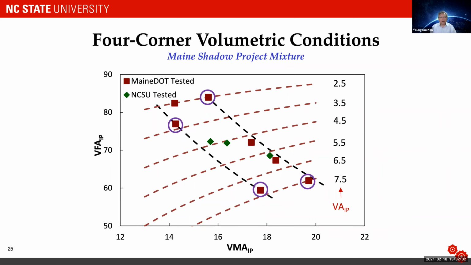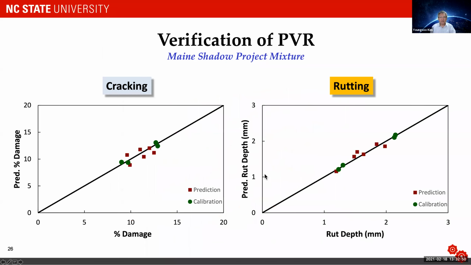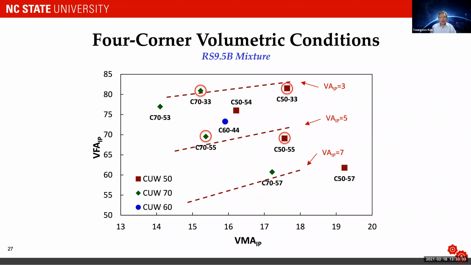This is another example. Maine DOT had a real construction project, and we were able to collect production samples and use these four points as the four corners. Some of the points were tested by Maine DOT, some other points were tested by NC State. And here, again, calibration of four points and verification of the six points seem to follow the line of equality quite well. This is another case of RS 9.5B, 30% RAP in this case.